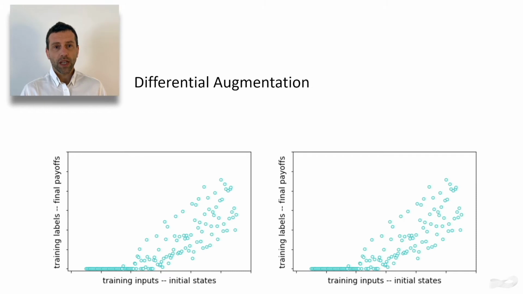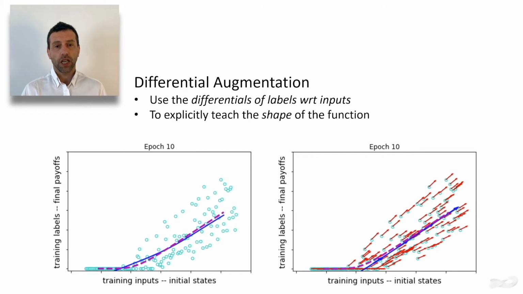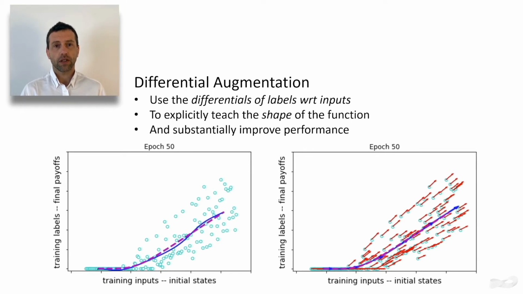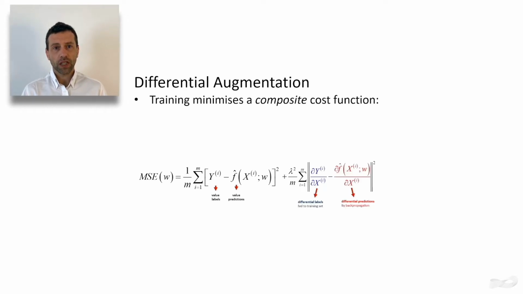What we will do is use the differentials of training labels with respect to the training inputs to explicitly teach the machine the shape of a pricing function and improve performance on small datasets. We minimize a composite cost function which combines the classic MSE between value labels and value predictions with the MSE between differential labels and differential predictions.